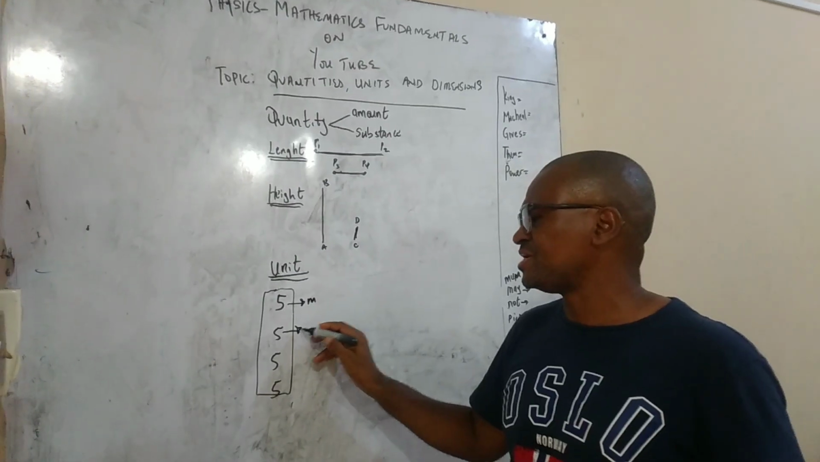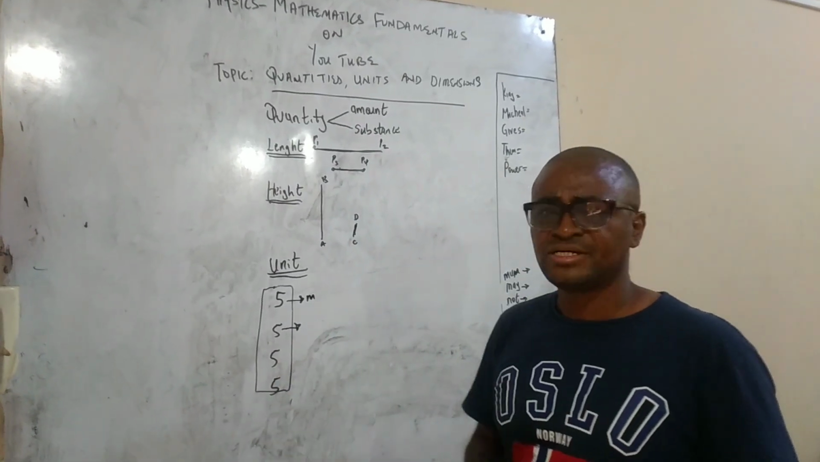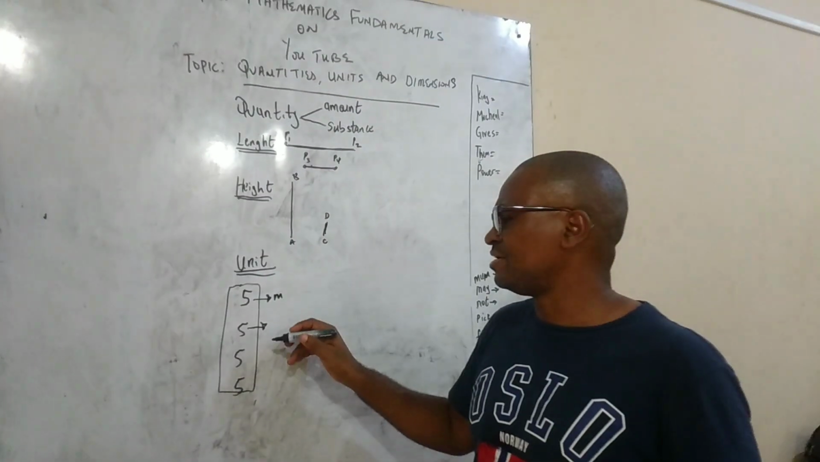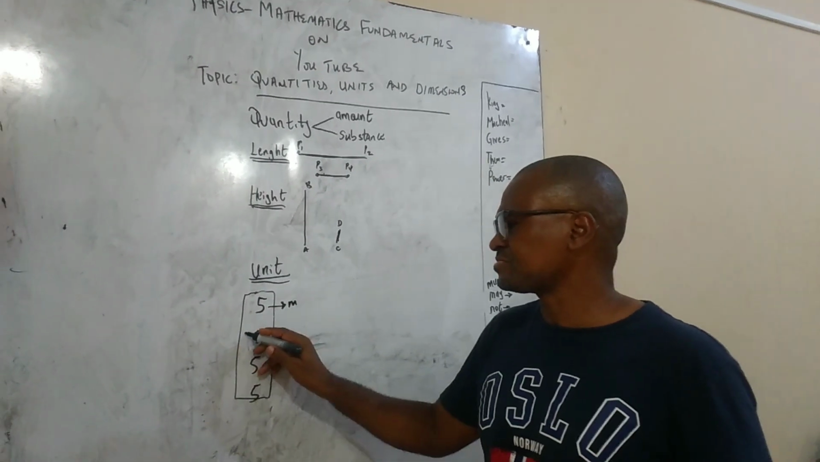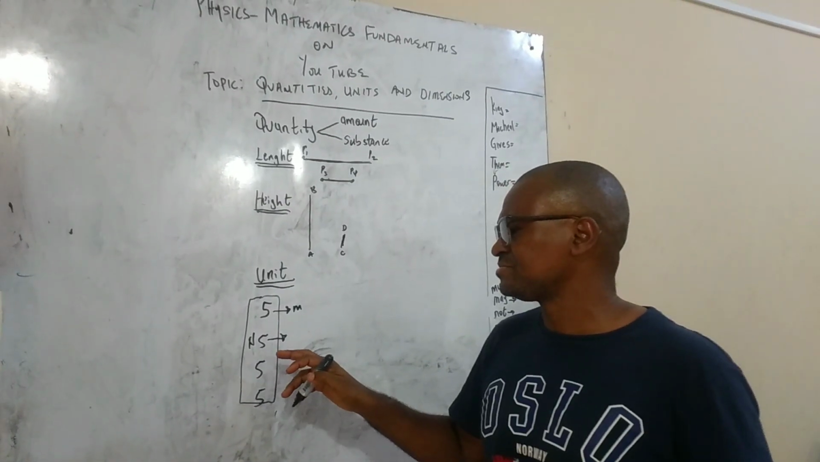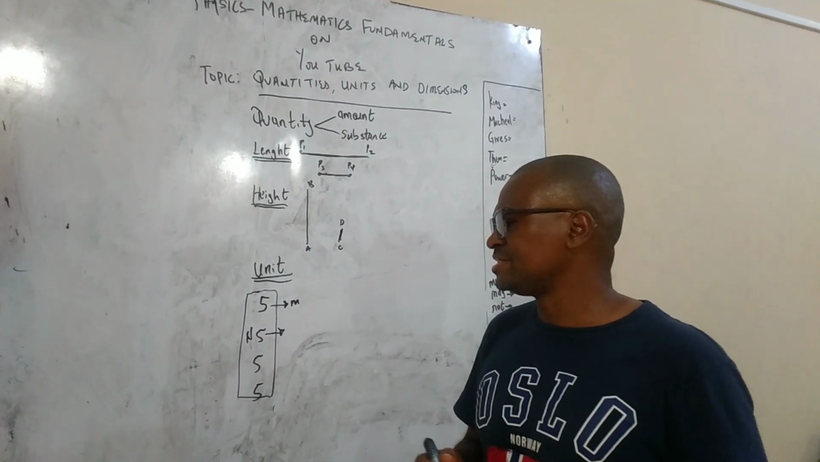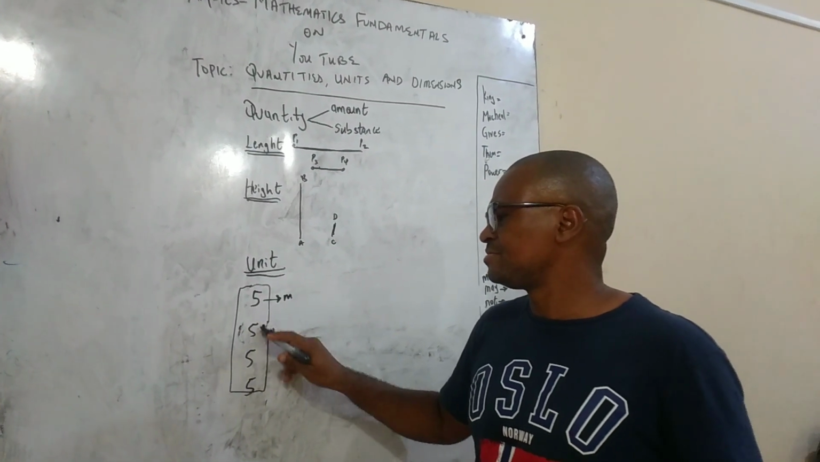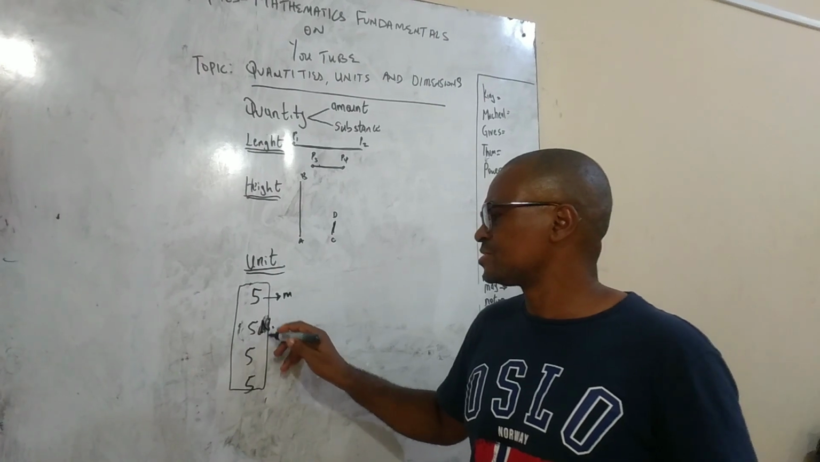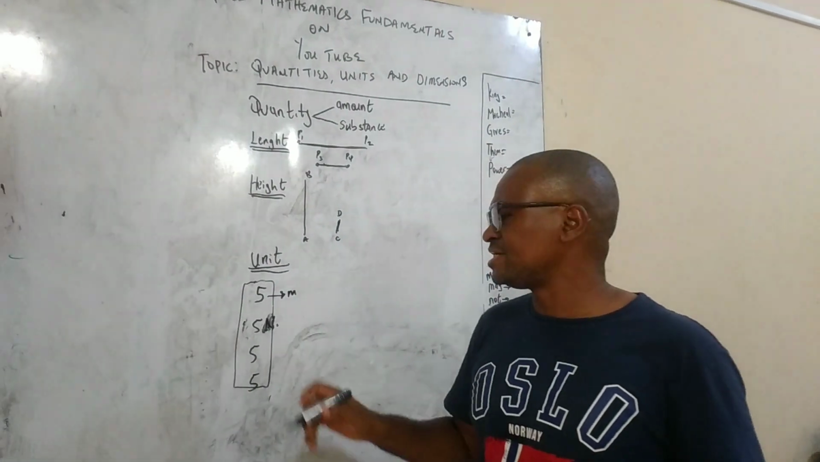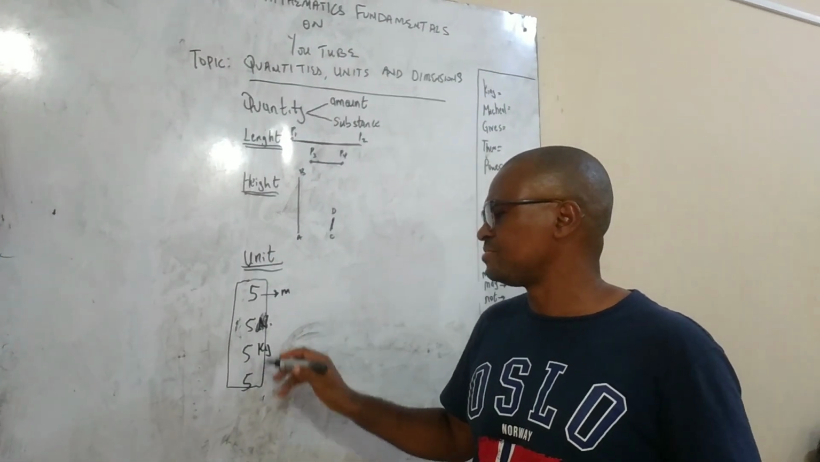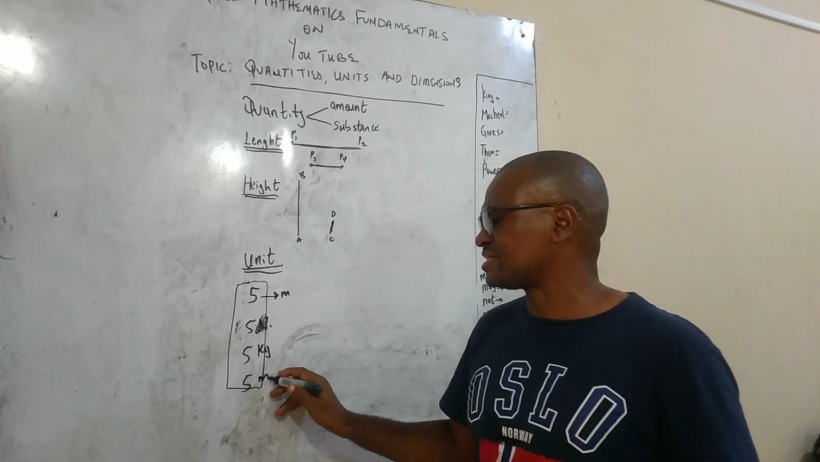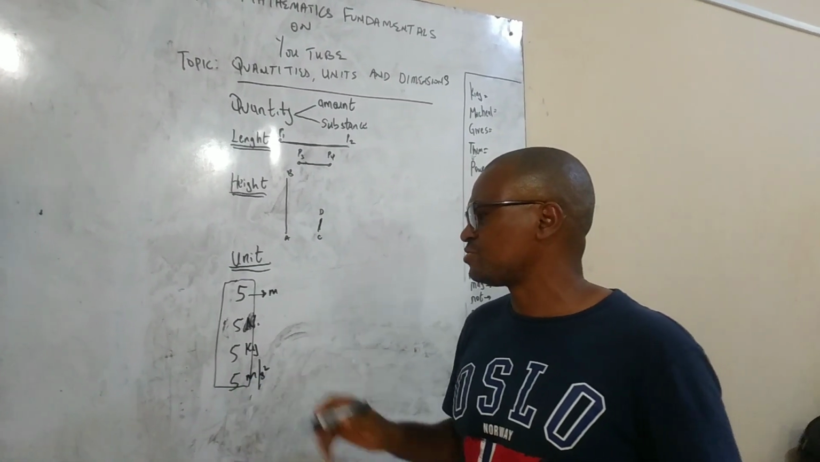The second 5 here, I can take it as 5 Newton. So this other 5 here, I can take it as 5 kilogram, and this other 5 here, I can take it as 5 meter per second square.